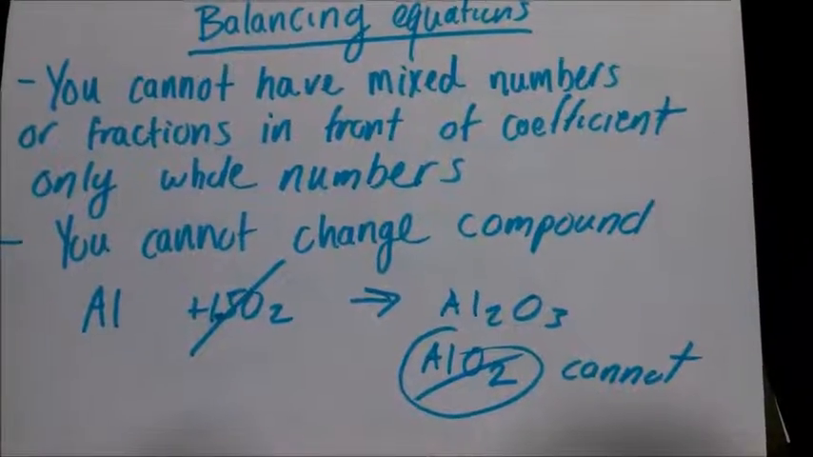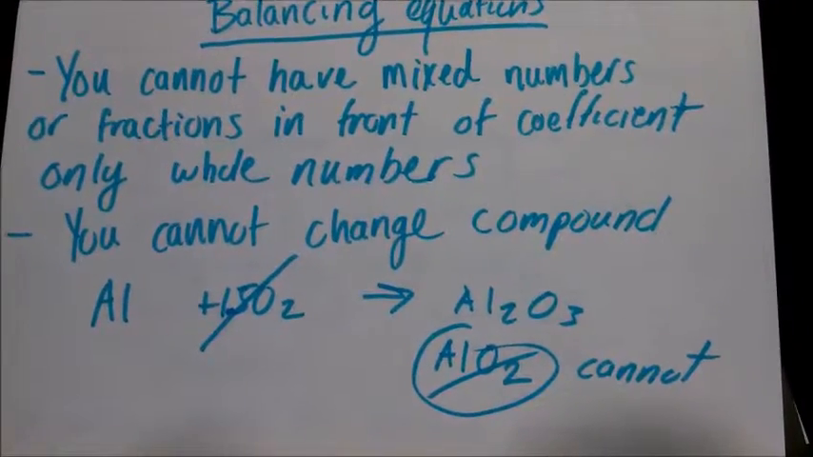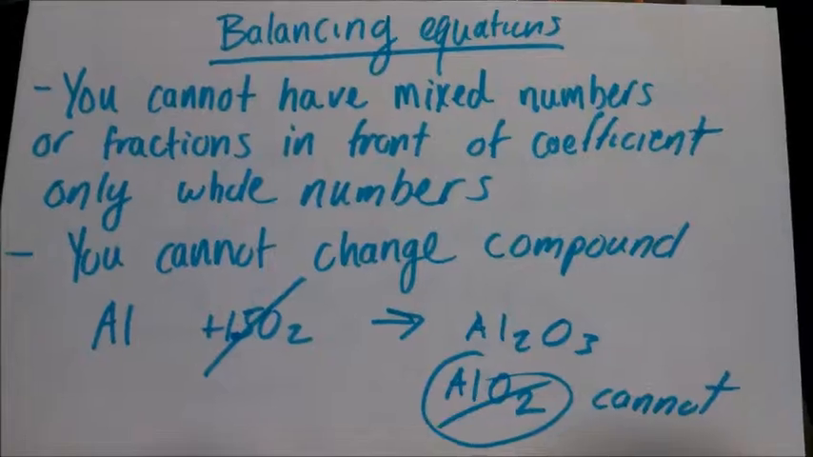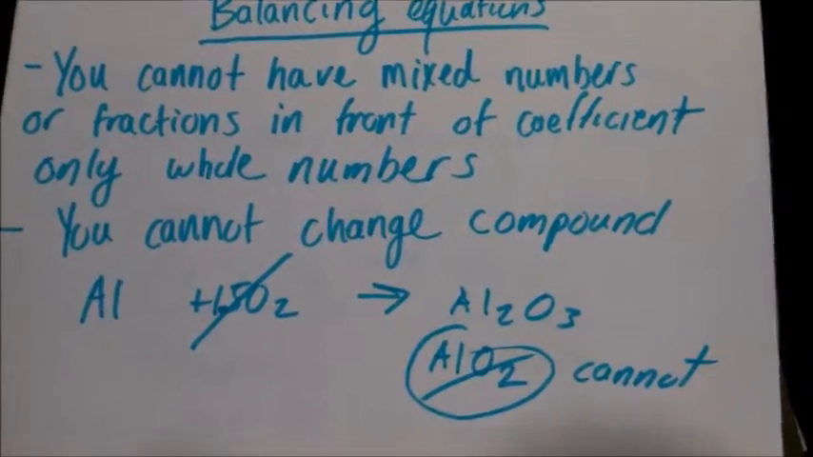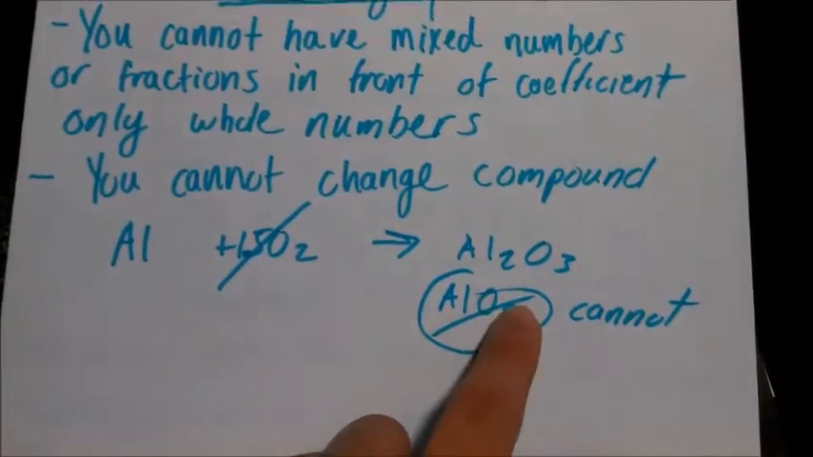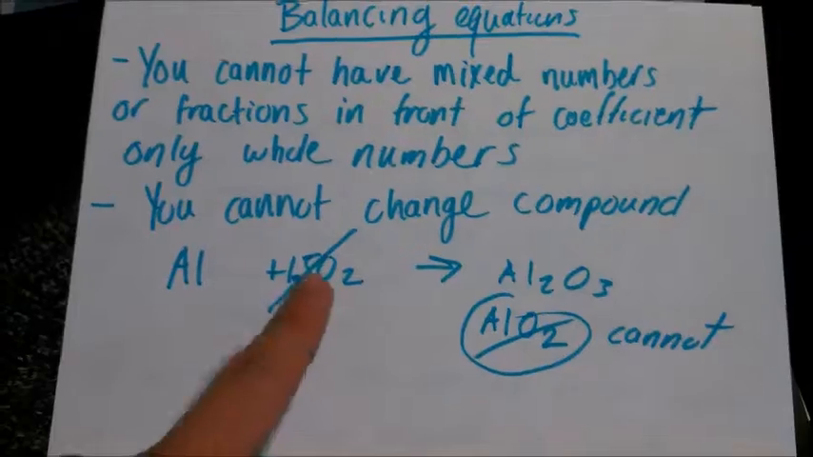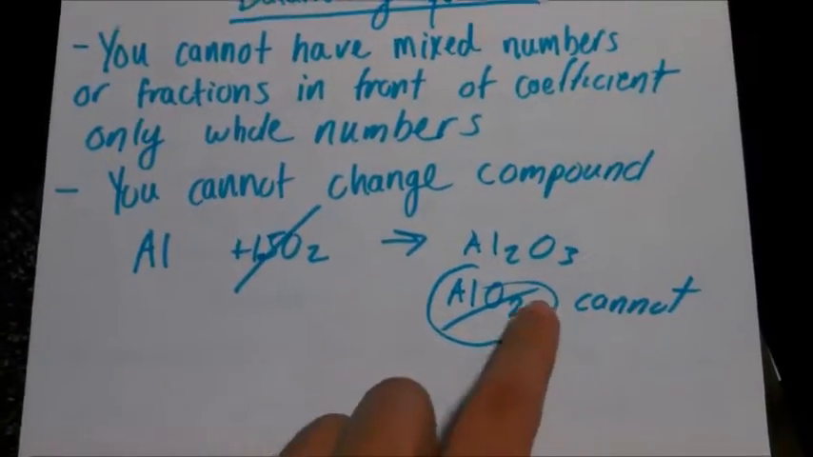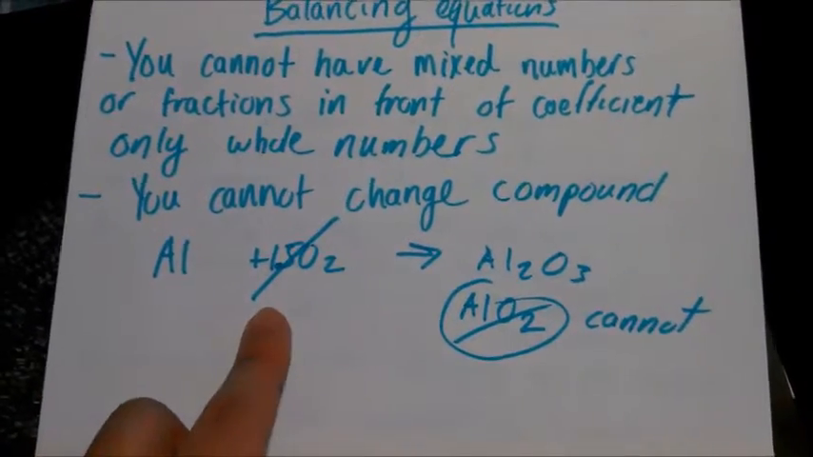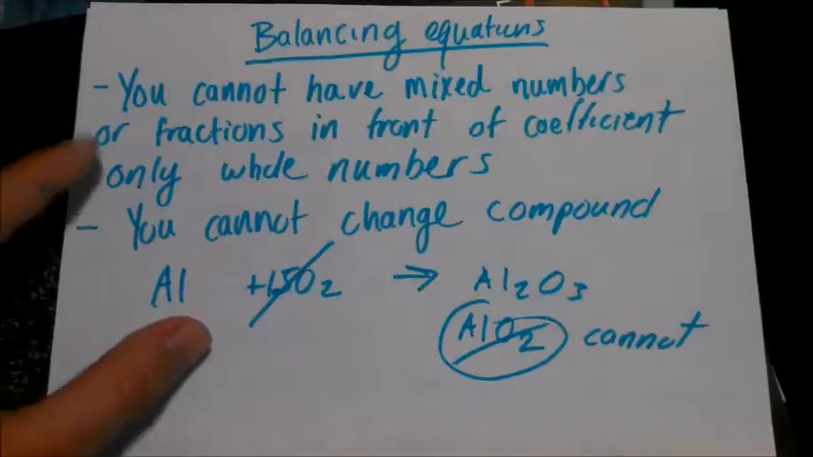Important factors you need to consider when balancing equations: first, coefficients have to be whole numbers, not fractions or mixed numbers. You cannot do that when you're balancing equations. Second, you cannot change a compound in any way. So in this example, Al plus O2 and Al2O3, you can't put 1.5. That's not a whole number. So, error. That doesn't work. And then you might think you can just change this to AlO2 to match the reactants. But again, you cannot do that. These are two important factors you need to know before you're balancing equations.